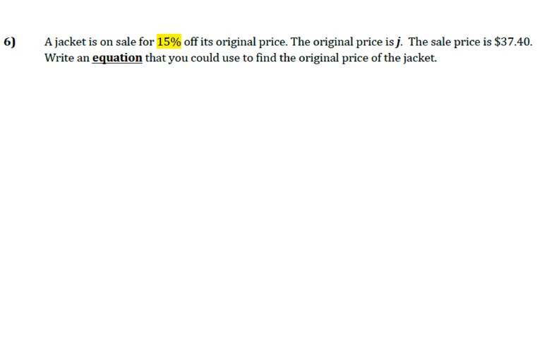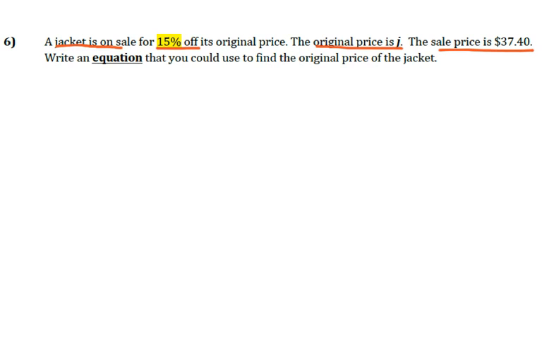Number 6. A jacket is on sale for 15% off its original price. The original price is J. The sale price is $37.40. Write an equation that you could use to find the original price of the jacket. So first we want to represent what's happening here. We have a jacket. It's on sale, so 15% off, so we're going to decrease it by 15%. The original price of the jacket is J. We also know that the sale price is $37.40.